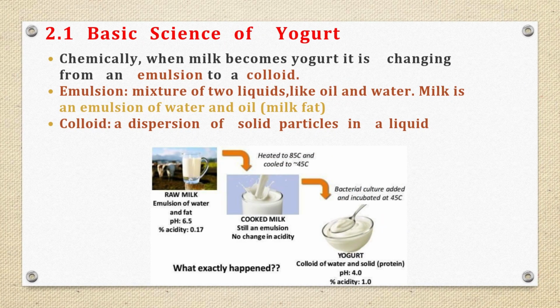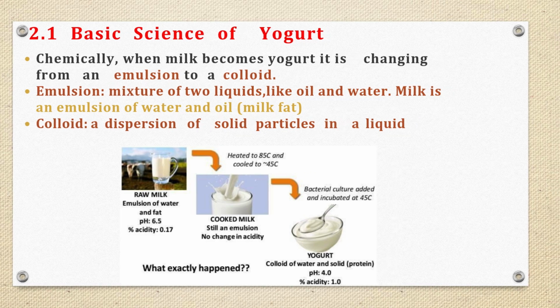Let's understand this more clearly with the basic science of yogurt. Chemically, the transformation of milk into yogurt is a change from an emulsion to a colloid. An emulsion is a mixture of two liquids that don't normally mix, like oil and water, and milk is an emulsion of water and milk fat. A colloid, on the other hand, is a dispersion of solid particles in a liquid.